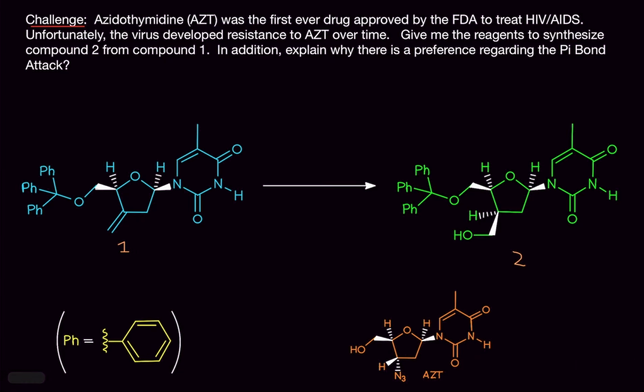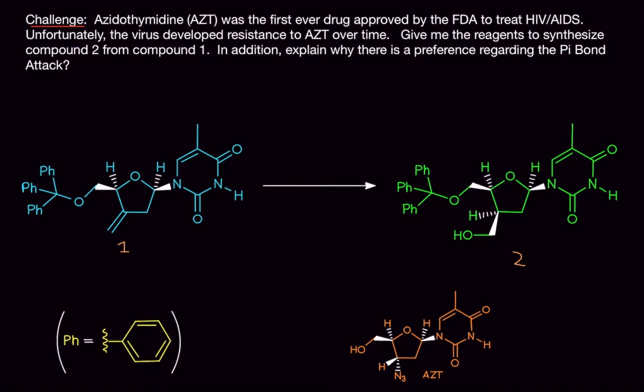Challenge problem. I love this challenge problem, by the way, because it's going to teach you something very interesting. AZT, I'm not going to pronounce the actual full name of it, thymidine, was the first drug ever approved by the FDA to treat HIV/AIDS. Unfortunately, the virus developed resistance to AZT over time. Give me the reagents to synthesize compound 2 from compound 1. In addition, explain why there's a preference regarding the pi bond attack.